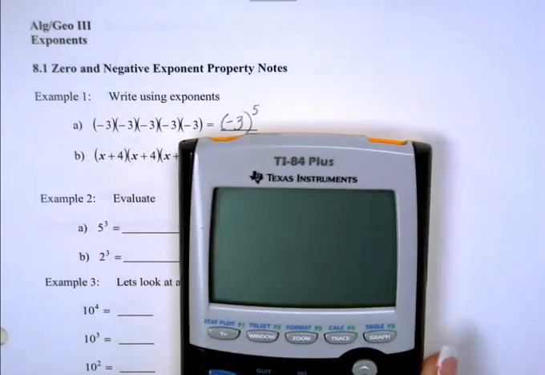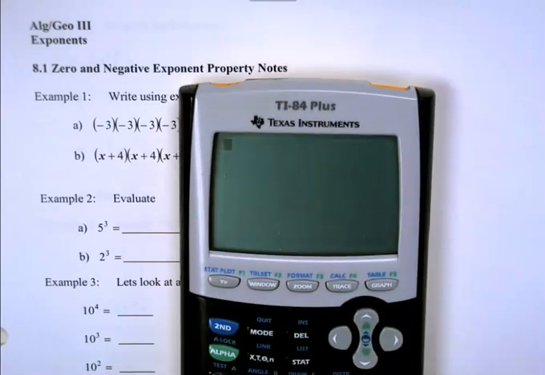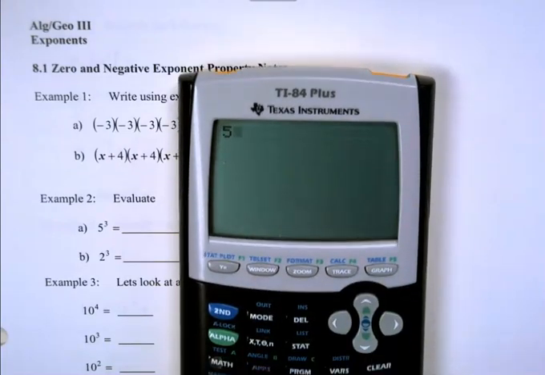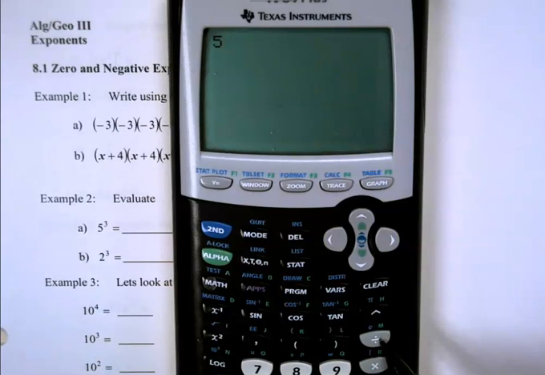Or you can also evaluate this on your calculator. And I'll press 5. And to get an exponent, there's a little caret key above the division sign on the graphing calculator. You'll have to look for it if you have a different one. But you should have a caret key somewhere on your calculator. And that is just the exponent. So exponent 3. And I get 125.